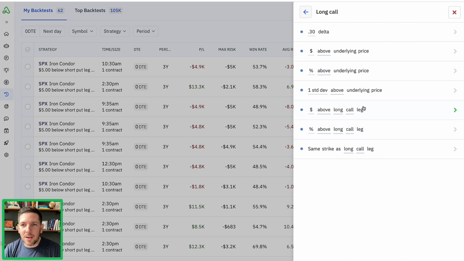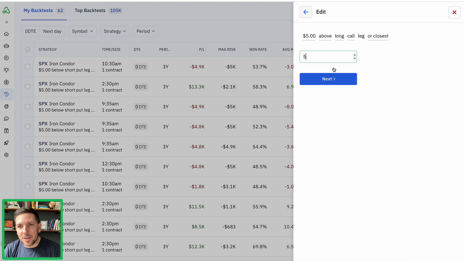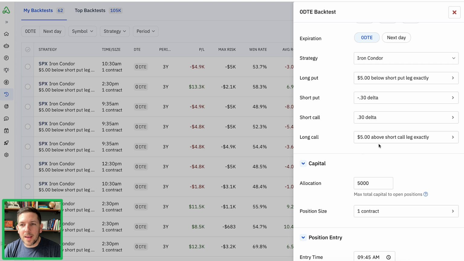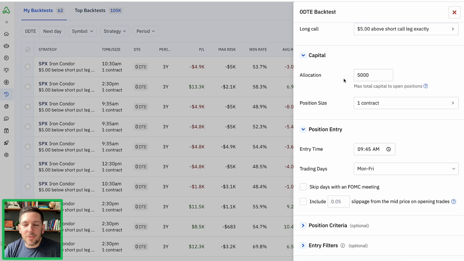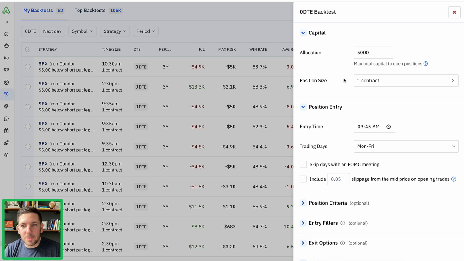And on the call side, we were doing the same thing, just the opposite direction. We were doing $5 above the short call leg exactly. So that gives us a nice $5 wide iron condor position. For capital, we were doing $5,000 to start in one position size, so not scaling it any different way.